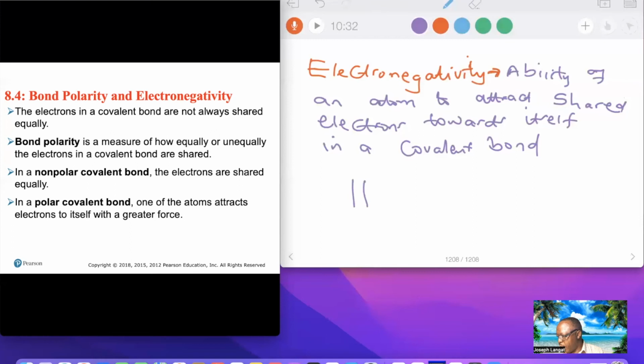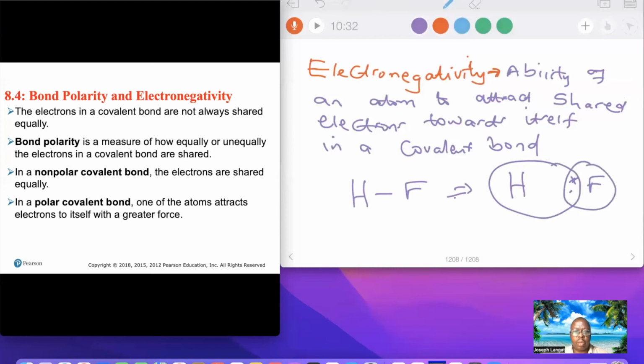For example, you may see this structure for hydrogen fluoride. When it comes to sharing, electrons spend more time on fluorine than closer to hydrogen because of the trend on electronegativity. We'll see that later on.